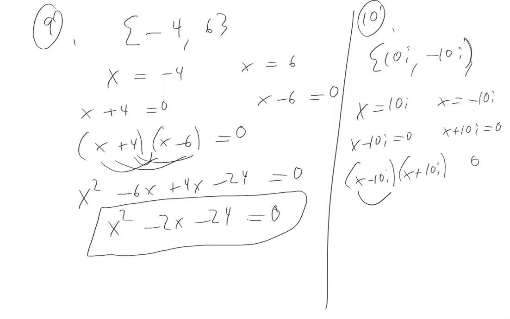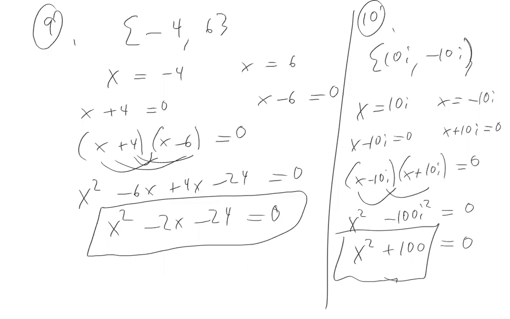If you multiply, because this is a difference of squares, you just do the first and the last. x times x is x squared. Negative 10i times positive 10i is negative 100i squared. But remember, i squared is negative 1. So negative 100 times negative 1 is positive 100. So the equation, that's the answer, is x squared plus 100 equals 0.